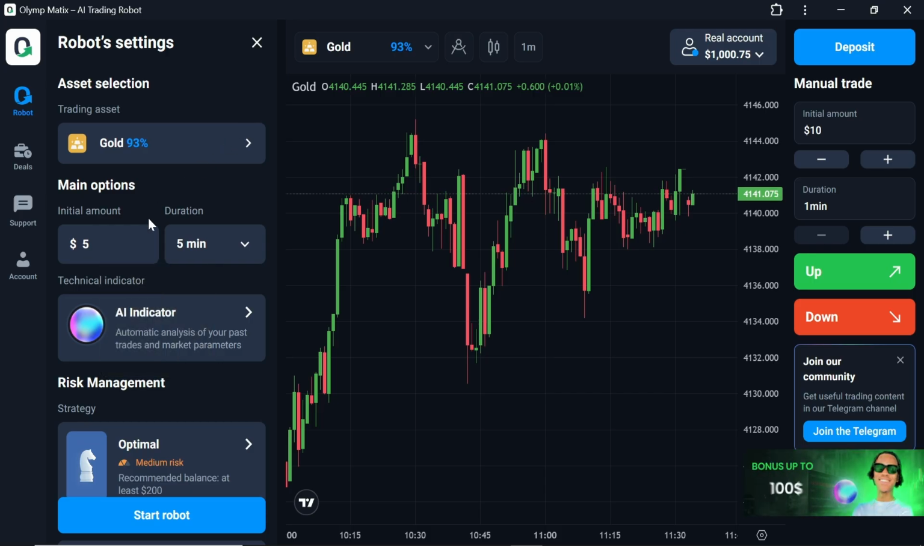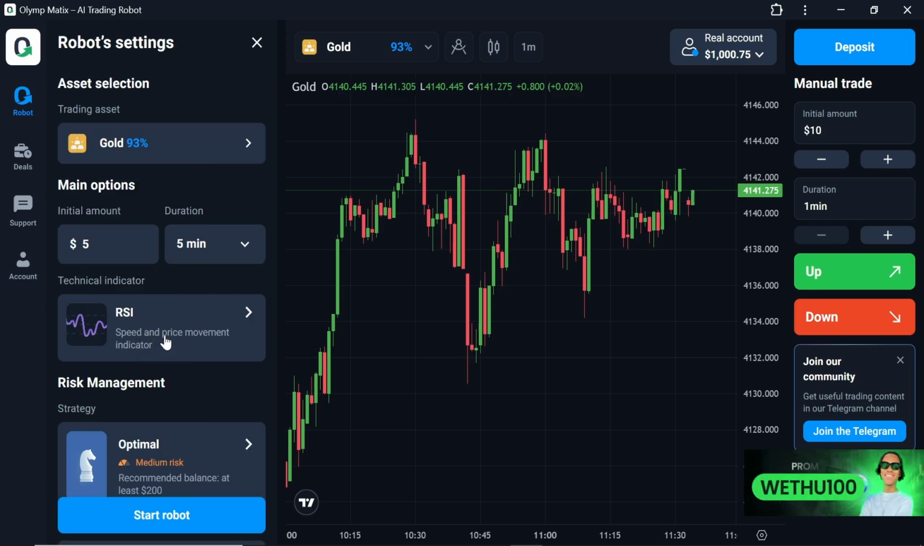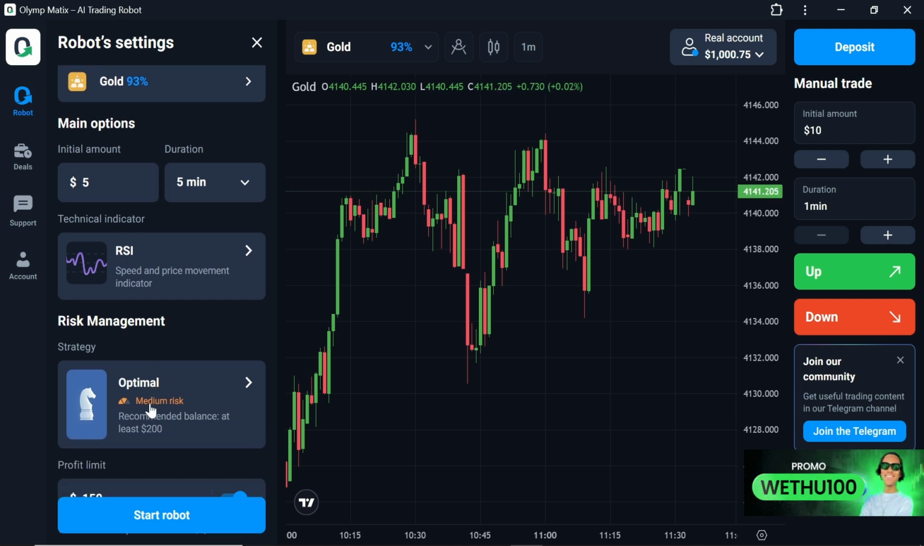So I'm going to start at $5, and then on technical indicator, that's where you actually place the RSI, you understand. So this is the RSI, and as you can see, I'm using my real account, so that is why I'm being lenient and using proper risk management when I'm doing this thing, you understand.